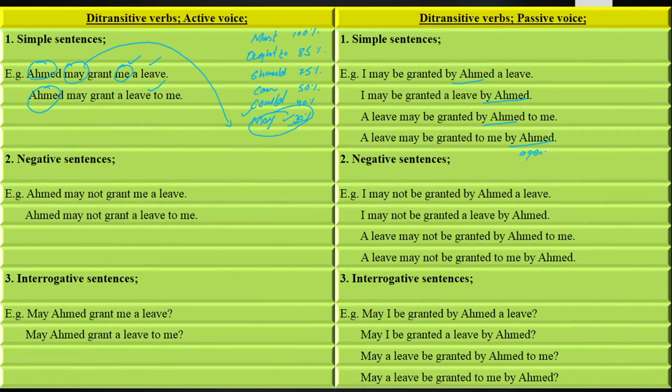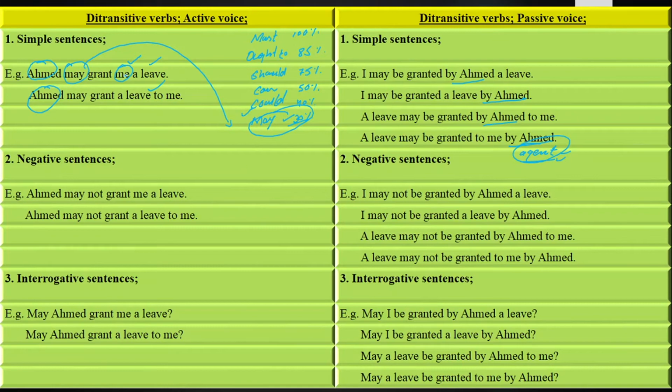When you bring the subject in the place of the object, it changes into agent. And what is the definition of agent? It tells us who does an action. Now, in this entire sentence in passive voice, "I may be granted by Ahmad a leave," by Ahmad is the doer of an action, so you will say that it is called your agent.